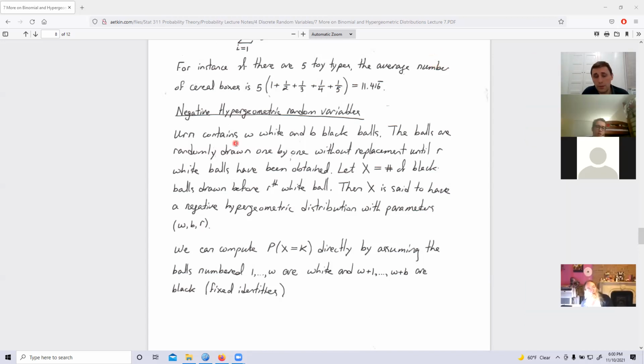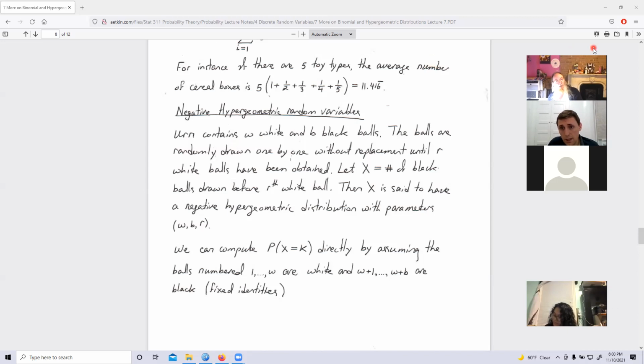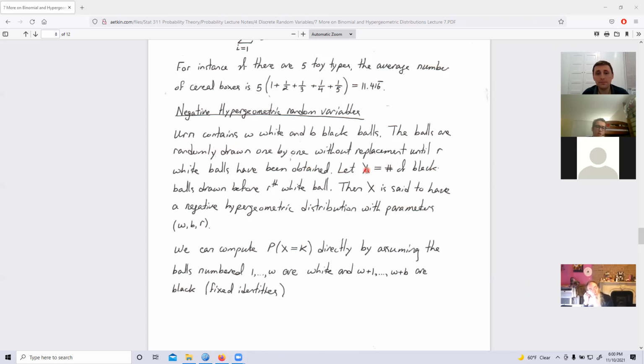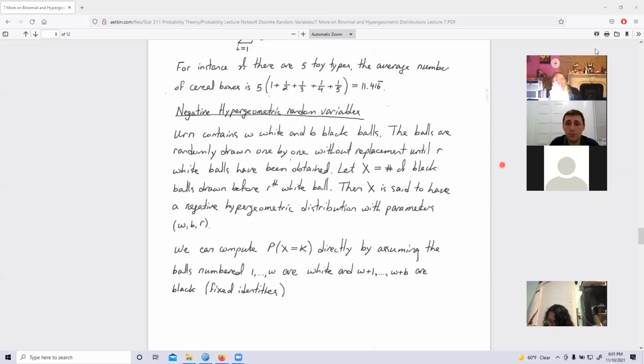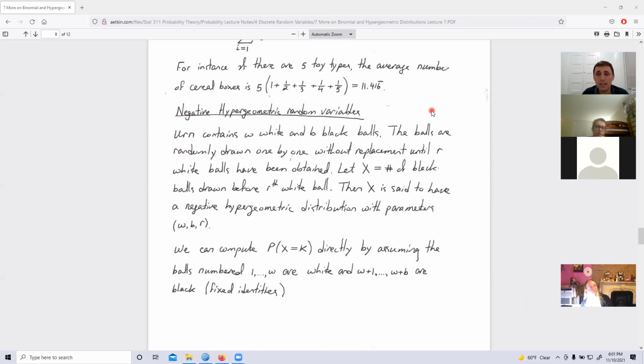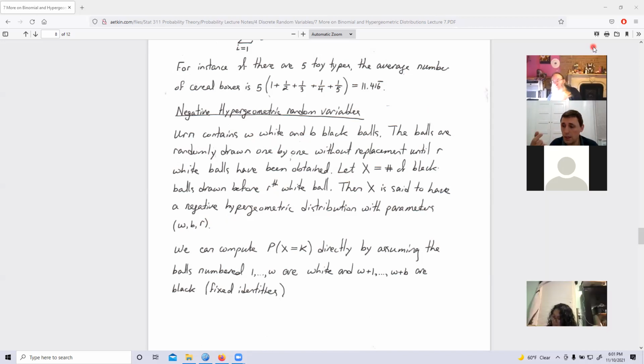Urn contains W white balls and B black balls. The balls are randomly drawn 1 by 1 without replacement until R white balls have been obtained. I see what it is. Yes, so it's very similar to the previous distribution, but there the success of each trial was independent of the previous trial. Here, that's not the case. So here you are going to sample 1 by 1 until you obtain the R white ball. So we have W white, B black, and you are going to sample until the R white ball is obtained. Make sense? And X is the number of black balls in the samples, the number of failures. It's a very similar distribution, except each trial is not independent.